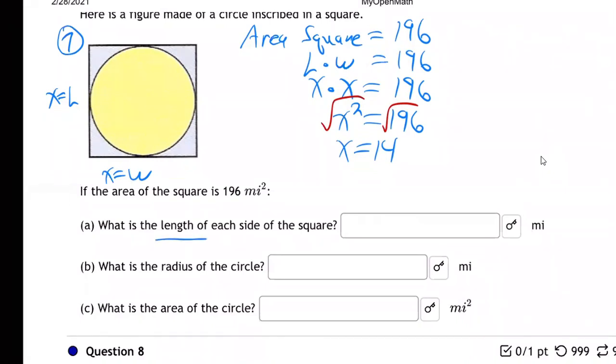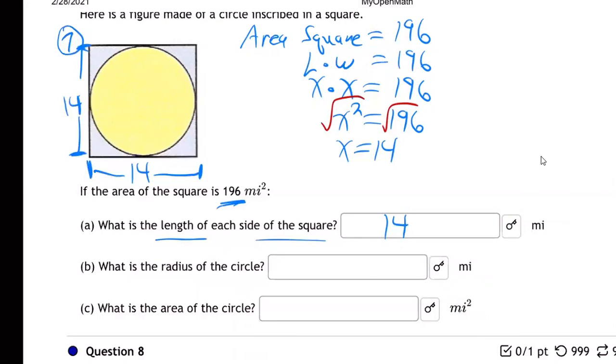So what is the length of one side of the square? 14. So we found this is a 14 by 14 square. In other words, it must be 14 from there to there, and it must be 14 from there to there. A 14 by 14 square makes the area 196. Multiply one side by the other, 14 by 14, get 196.